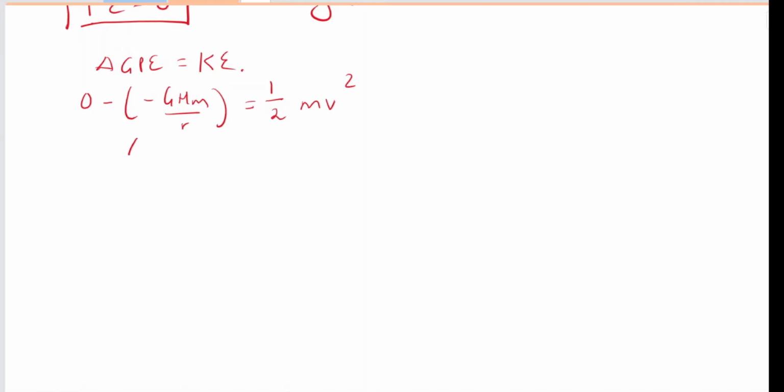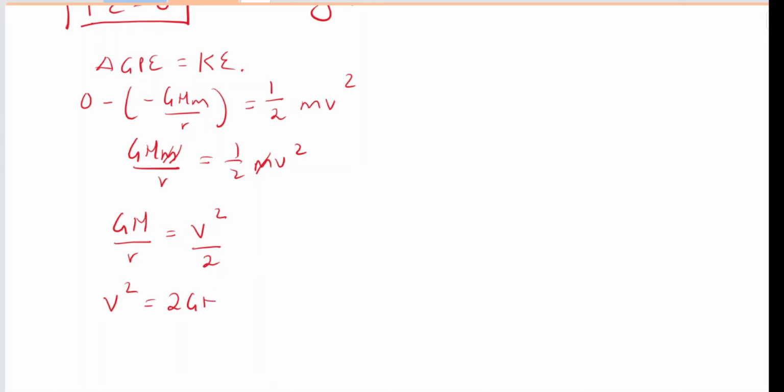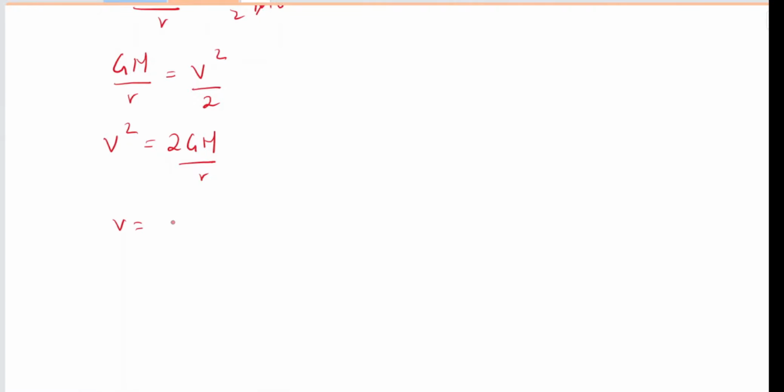Then this becomes GMm over r equals a half mv square. This m and this m cancel out. So you are left with GM over r equals v square over 2. Then bringing this here, you get v square equals 2GM over r, right? And you will get your velocity as square root of 2GM divided by r. And this is called the escape velocity. This is the velocity that you need to escape from the Earth.